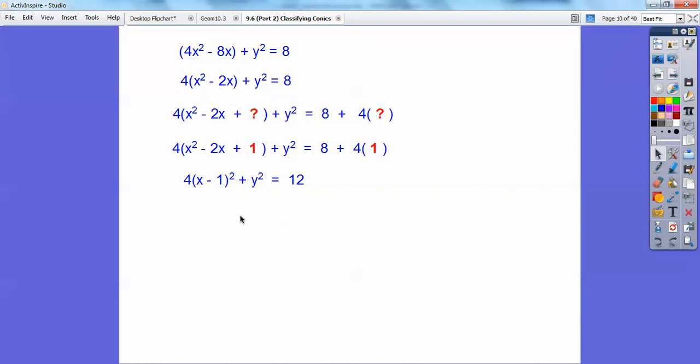Okay, we're almost done, you guys. Now this is an ellipse because there's a plus sign right there. Ellipses have to equal 1.